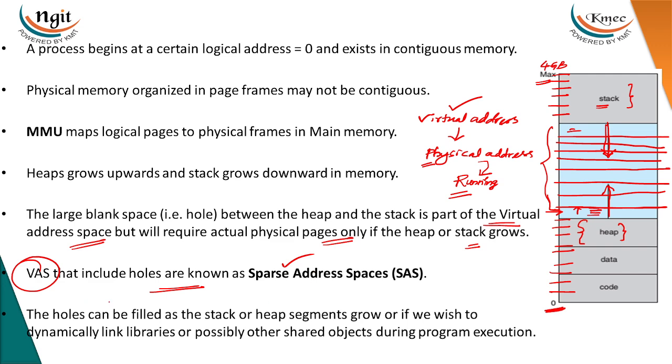And one more thing, when we want to link the libraries, the inbuilt libraries or dynamic link libraries, when one process loads the system libraries, or wants to communicate and share with another process, that is also possible with these virtual addresses, because that memory will also be allocated at runtime. So sparse address space is beneficial when this memory grows dynamically.